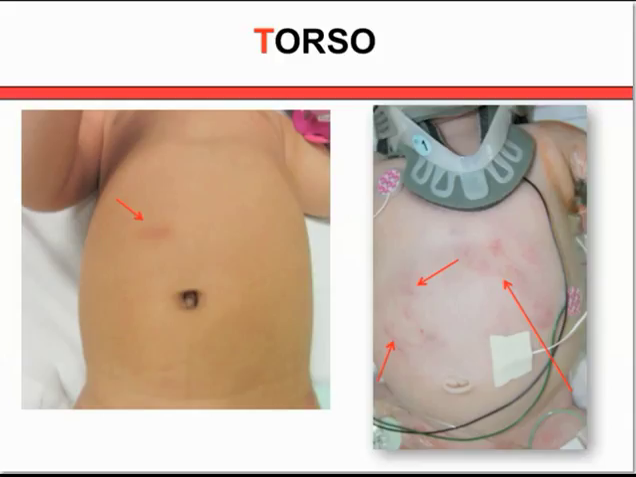Here are 2 clinical examples of torso bruising. The first image is a 9-month-old girl who was babysat by mom's new boyfriend for the first time overnight, and when mom arrived home the next day, she thought the child was not acting herself. When she went to change her clothes, she saw the single bruise on the child's abdomen.